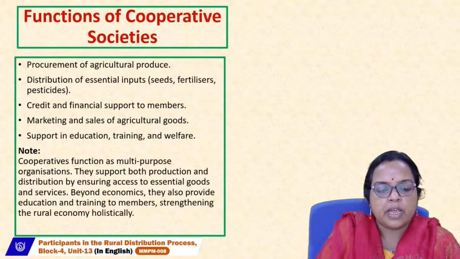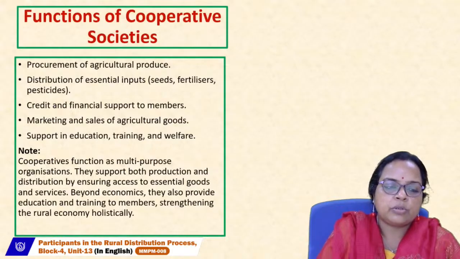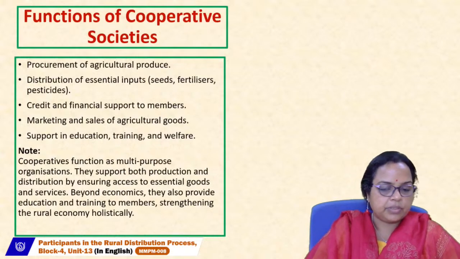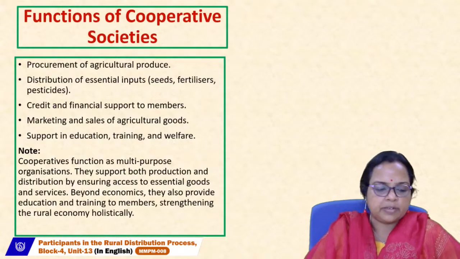What they are doing, they are helping in both production and distribution of agricultural produce. They are helping in the distribution of essential inputs like seeds, fertilizers, and pesticides, those needed by the farmer. They are also extending credit and financial support to members. Marketing and sales of agricultural goods are happening through them. Along with this, they are also helping in education, training, and welfare of the village people. So, naturally, they are the trust builders in the villages.